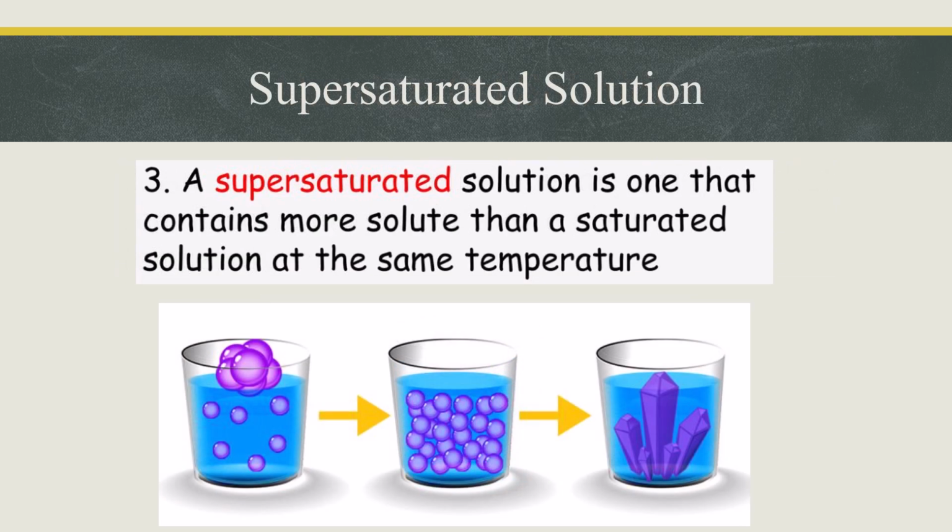And the last one is your supersaturated solution, which is one that contains more solute than a saturated solution at the same temperature. If you continue to add sugar into your sweet tea, the sugar will reach a point where it doesn't dissolve anymore and it'll settle to the bottom of your glass. Therefore, you're going to have super sweet tea with a thick layer of sugar sitting on the bottom of it.